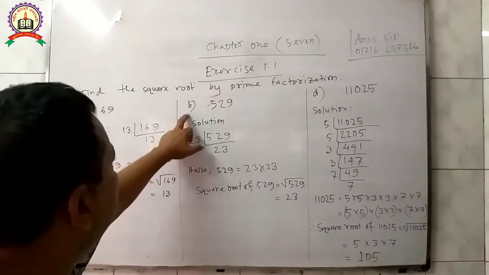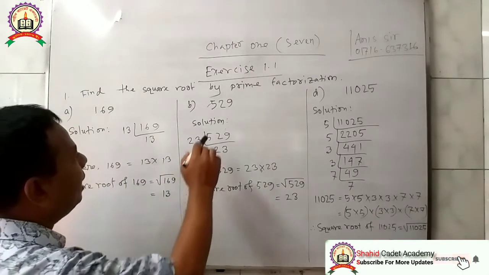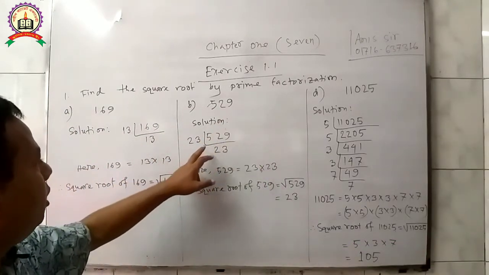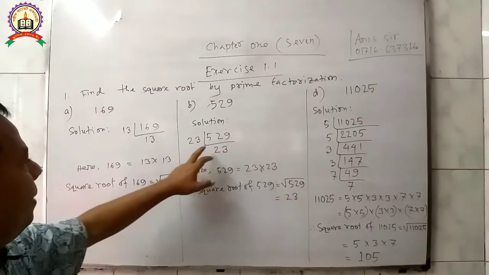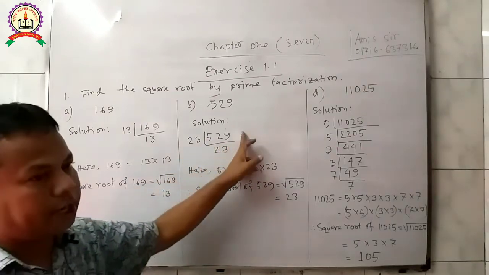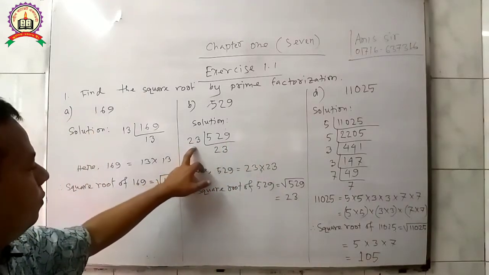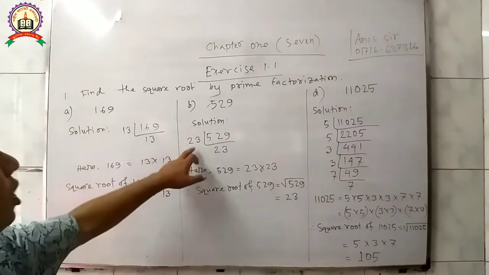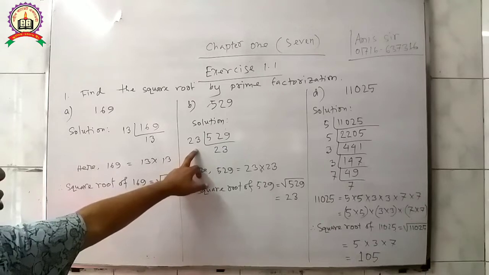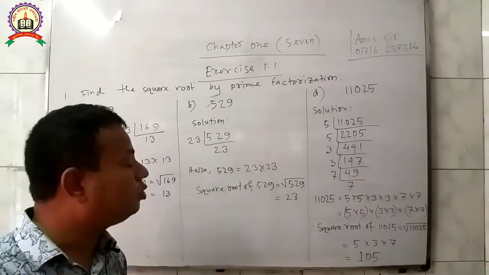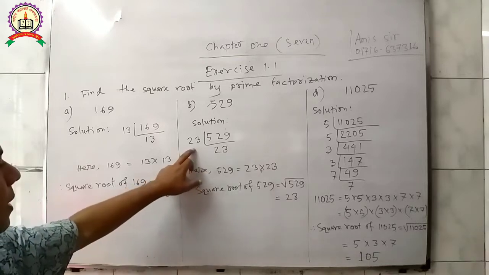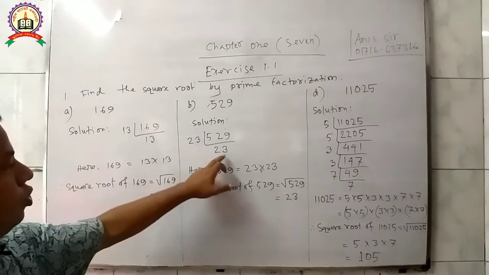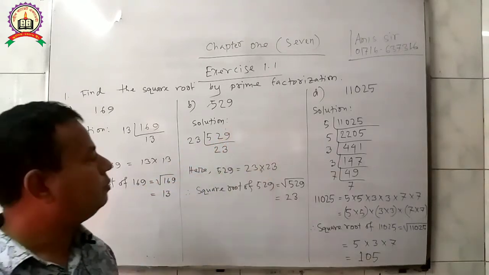And now part B, 529. Solution: if we find the prime factors of 529, we get 23. 529 is divisible by this prime number 23. 23 into 23 is equal to 529.